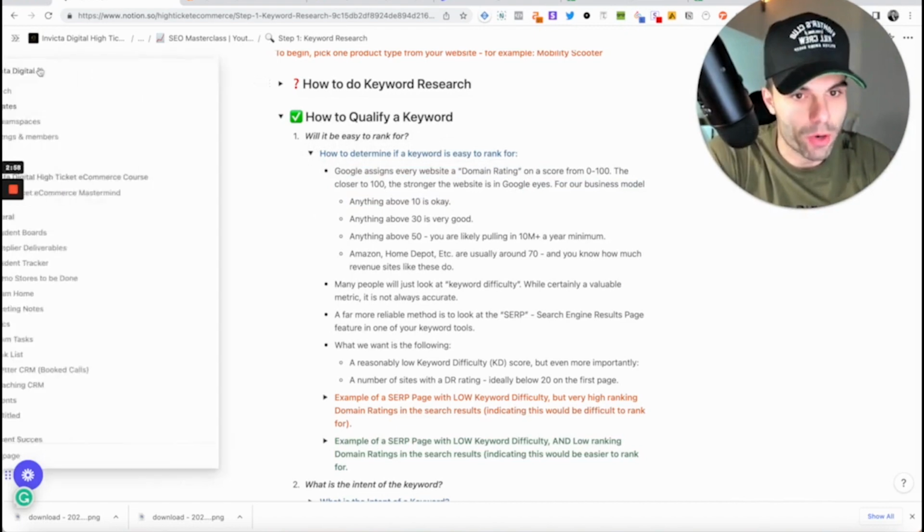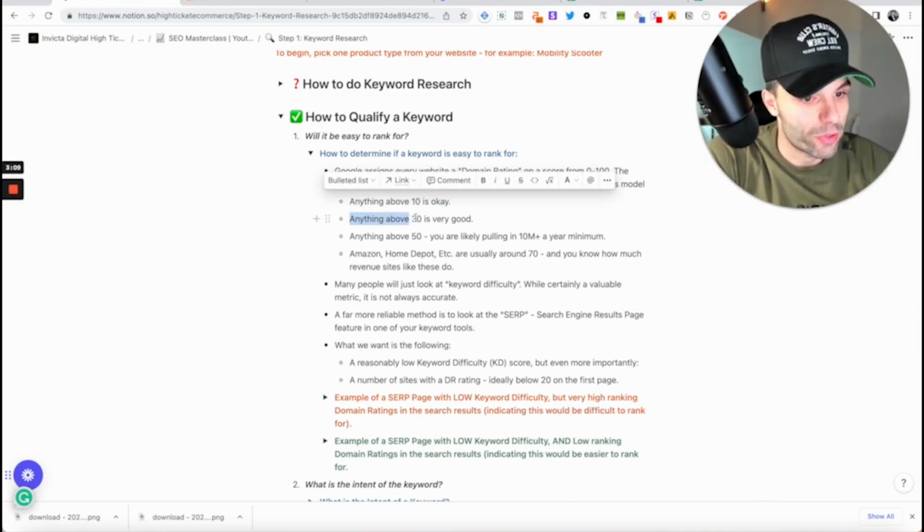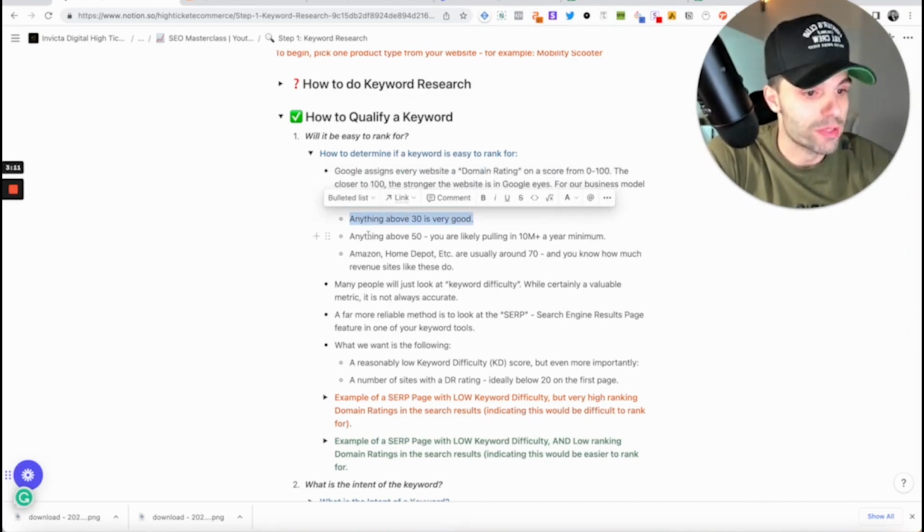If we're on Notion right now, we can see there's a domain rating of 91, which is very high, obviously. In the e-commerce space, anything above 10 in your first year is actually pretty good. Anything above 30 in your first year is very good, and anything above 50, you're probably doing 10 million a year, I would say. Amazon, Home Depot, Costco, all these websites are usually over a 70.